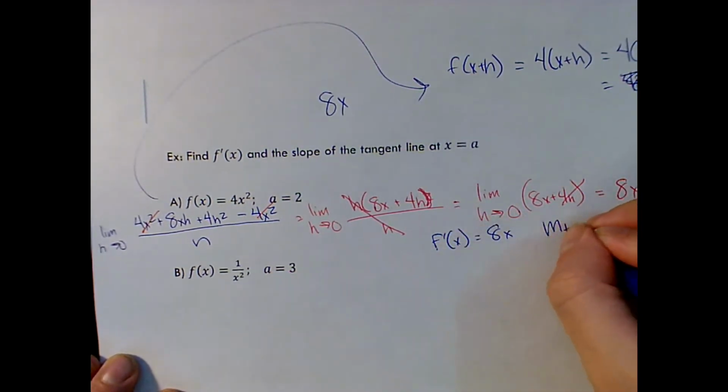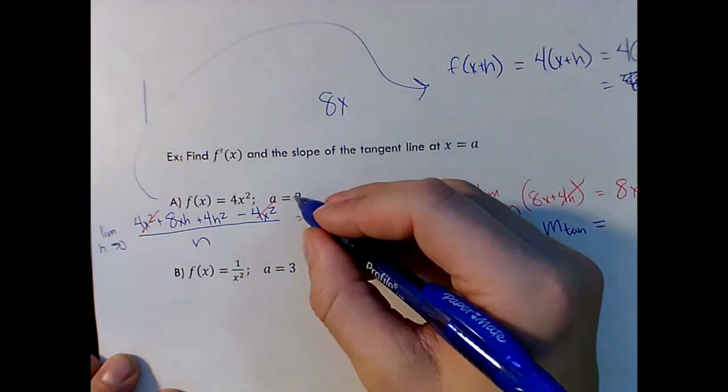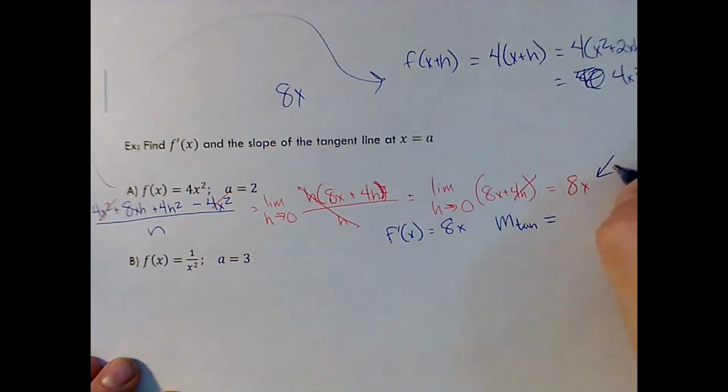What's my slope of the tangent line going to be? Well, just plug in 2, because it tells me to plug in 2. So my slope of the tangent line at 2 is 16.